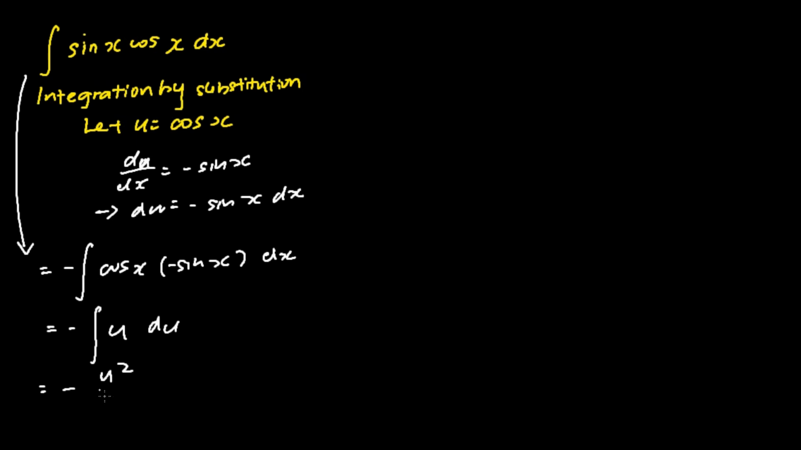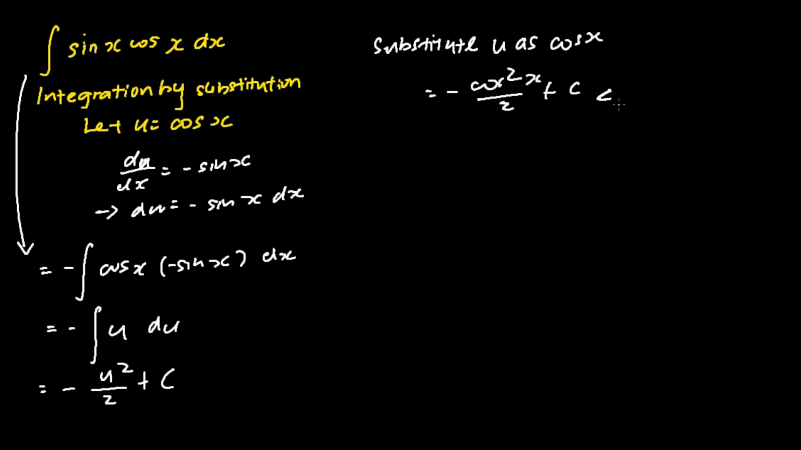I will get u squared over 2 plus c. Last but not least, I substitute my u as cosine x, and I get the final answer, which is negative cosine squared x over 2 plus c.